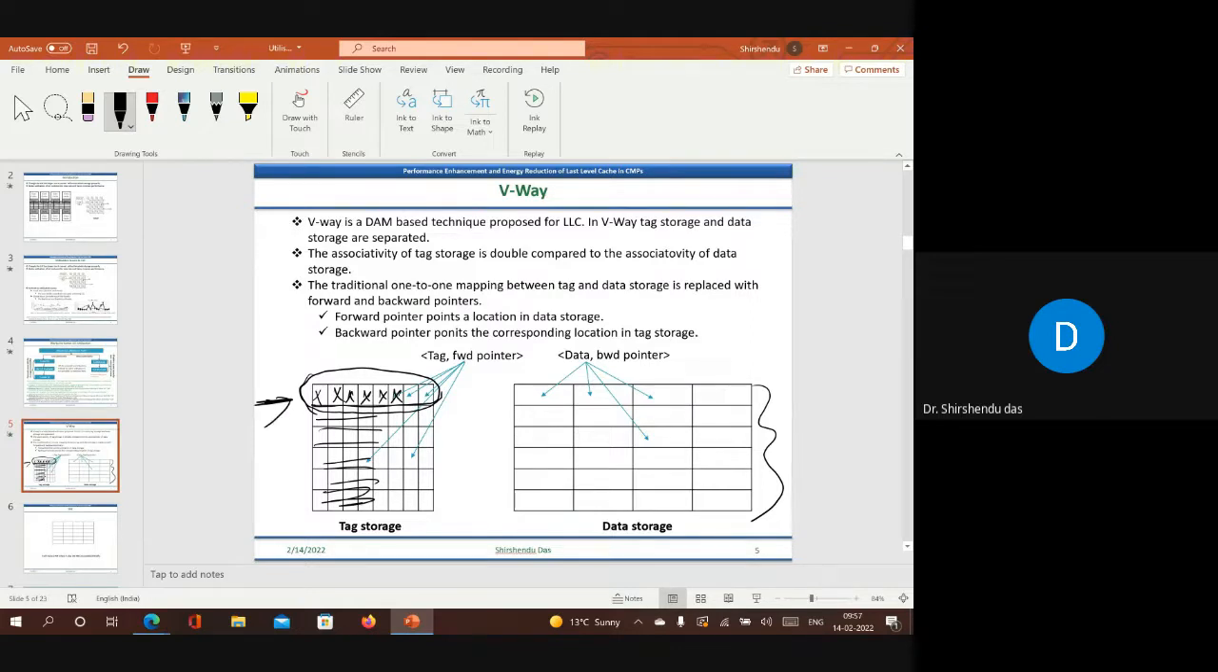One way is, even if the tag set is not full, remove one from this tag set. Maybe you can remove this, and in this position you place the new one. If you remove this tag, then along with it one data will also be removed. But what this paper is saying is that no, don't do this.